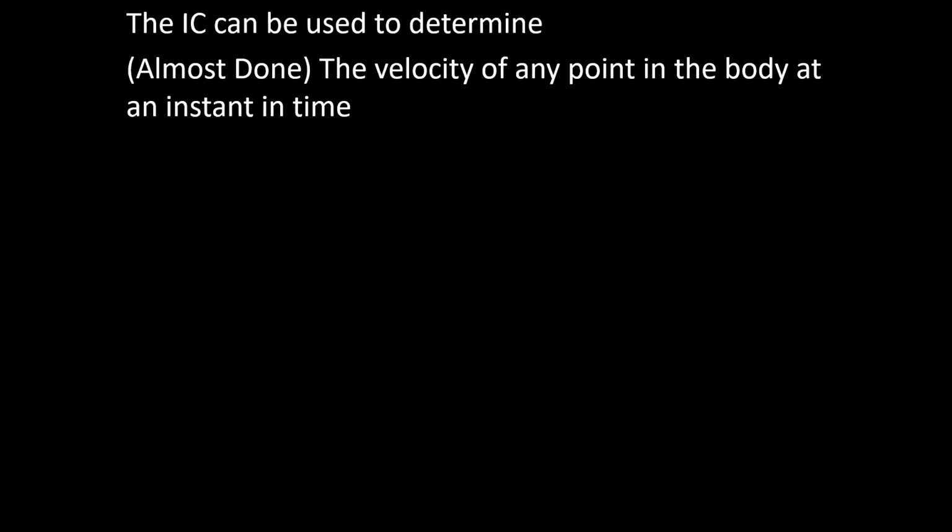Let's go on. The IC can be used to determine the velocity of any point in the body at an instant in time. Yes. So it's used to consider the body as pure rotation, and that is why we use the IC. We consider pure rotation around the IC, and then we use V equals R omega, omega being the same for the entire body, but the V's being different. And the R is from the axis of rotation to that point.